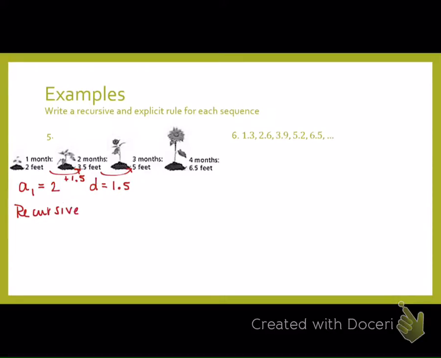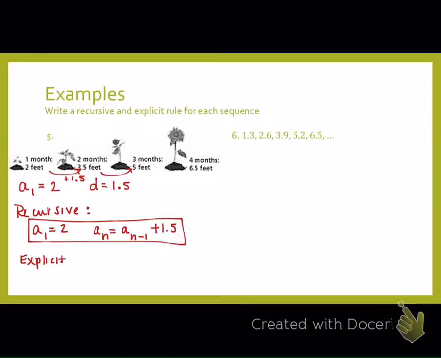So you guys have your formulas above there. So you're going to use them. Katie, what would the recursive formula look like for this one? A sub 1 equals 2. Good, and then? A sub n equals A sub n minus 1 plus 1.5. Perfect. Sarah, what would the explicit formula look like for this one? Very good.